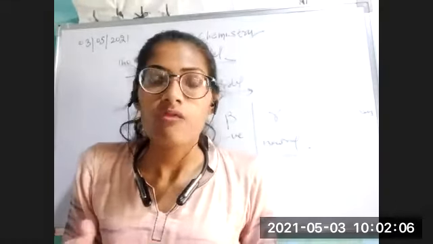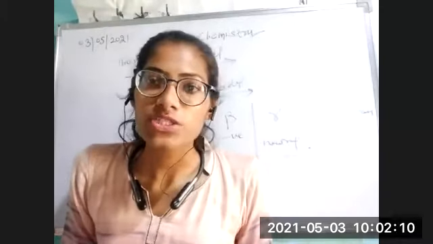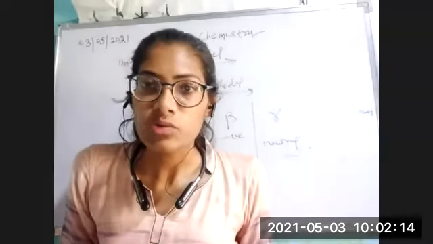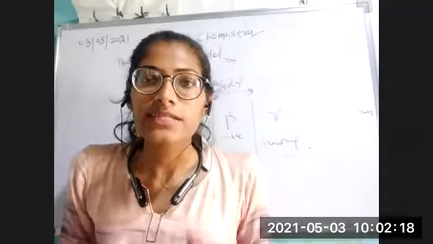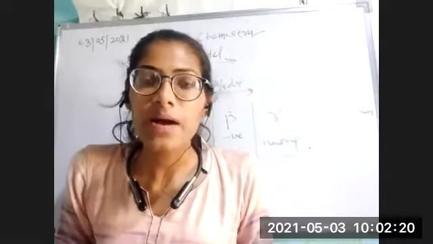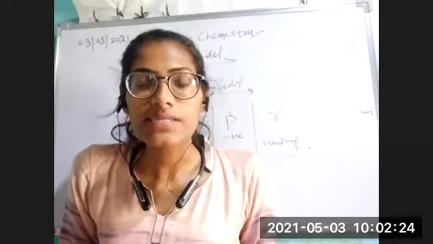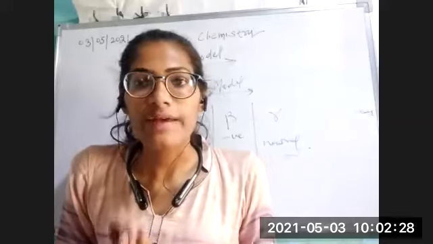After that, we studied the charge, that is 1.6 into 10 raised to power minus 19 Coulomb, and the relative charge, that is -1, +1. Neutrons are considered neutral, so the charge is taken as 0. And the same mass is shared by both proton and neutron, that is 1.6 into 10 raised to power minus 27 kg. This all we have studied.